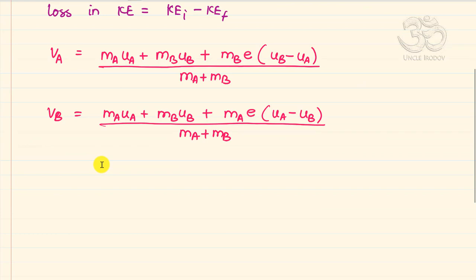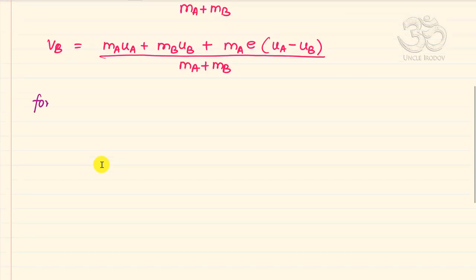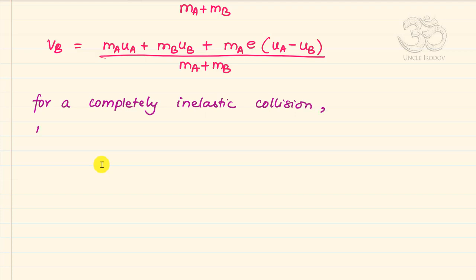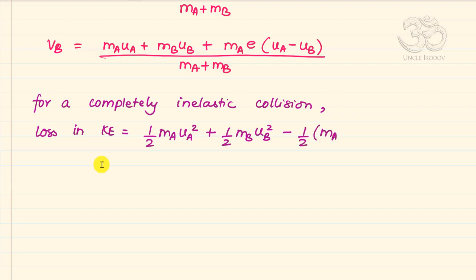So for a completely inelastic collision, you will have loss in kinetic energy equal to half MA UA square plus half MB UB square minus half MA plus MB into MA UA plus MB UB divided by MA plus MB, whole square.